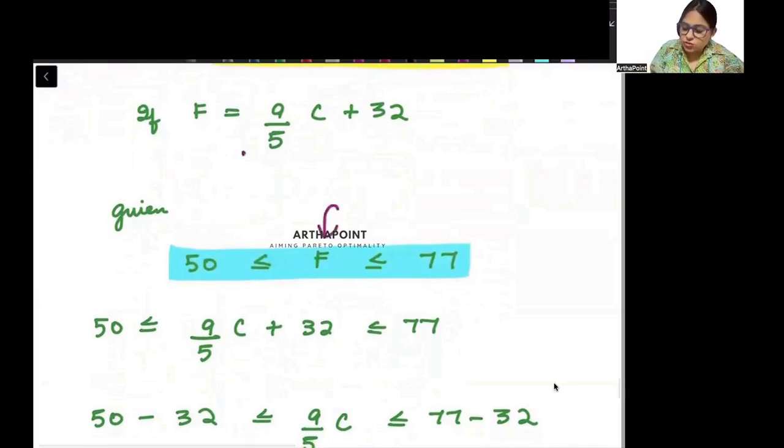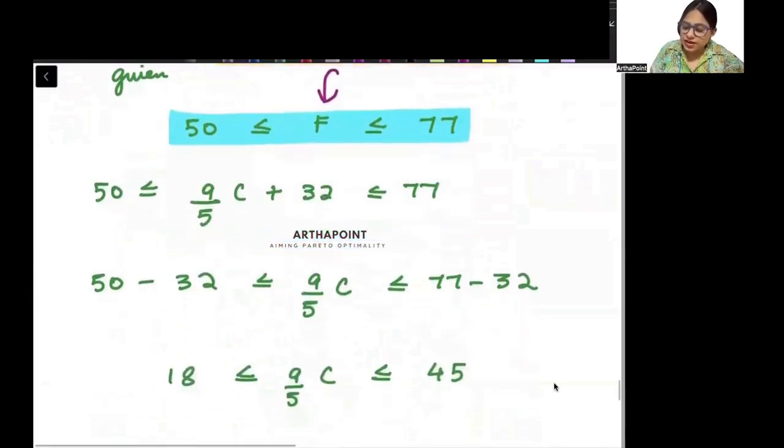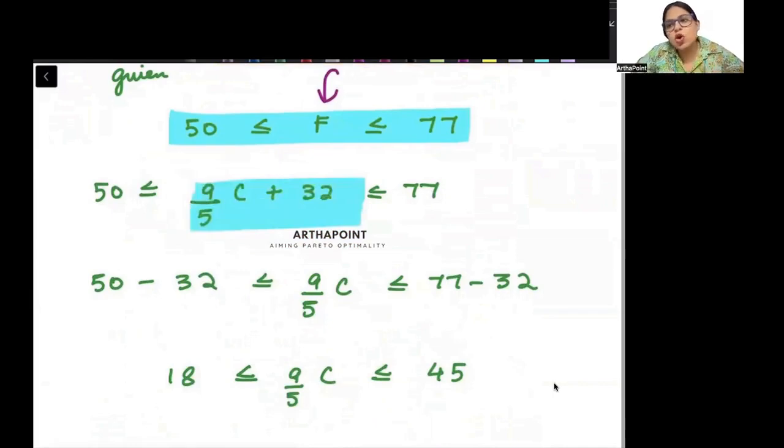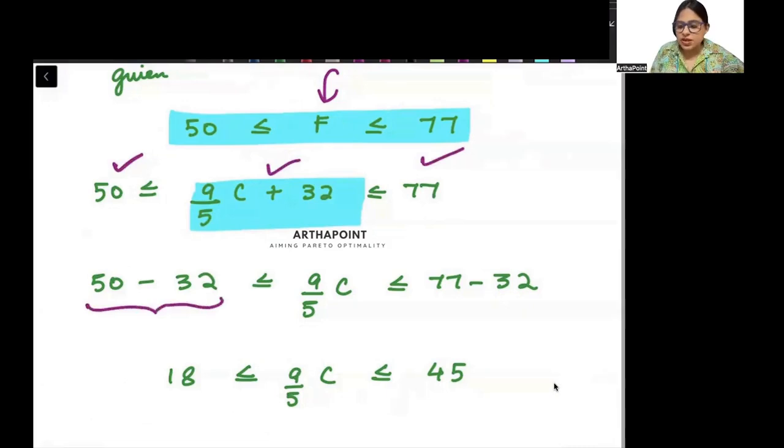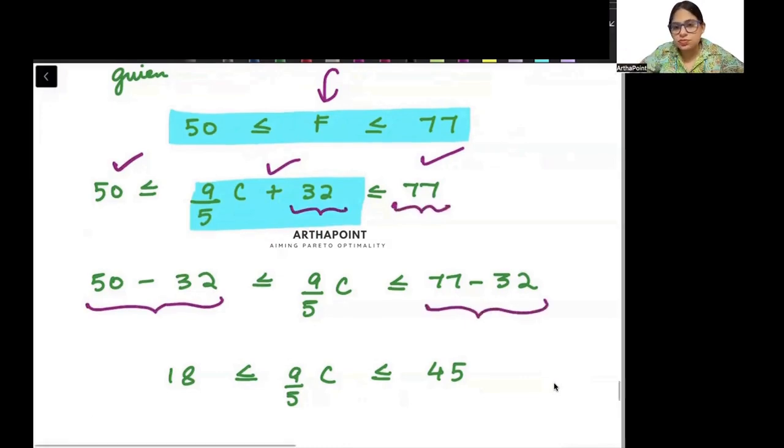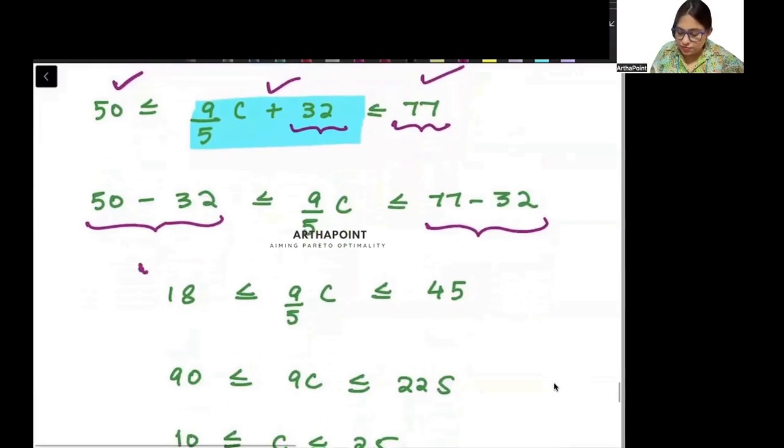Fahrenheit का conversion दिया हुआ है that Fahrenheit is 9/5C plus 32. So instead of Fahrenheit, I have written 9/5C plus 32. I need to solve this for C. Double inequality है, मुझे C के लिए solve करना है. So what I have done, everywhere I have subtracted 32. So this will be 50 minus 32. यहाँ से 32 minus 32 will become 0. And this will be 77 minus 32. So I will get 18, 9/5C and 45.